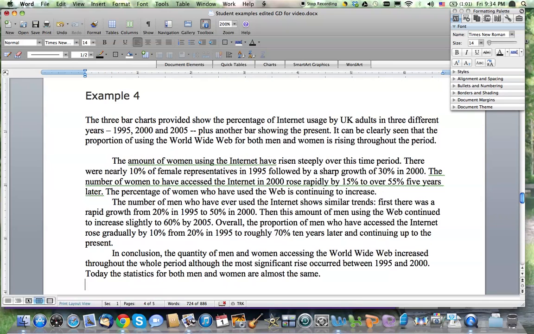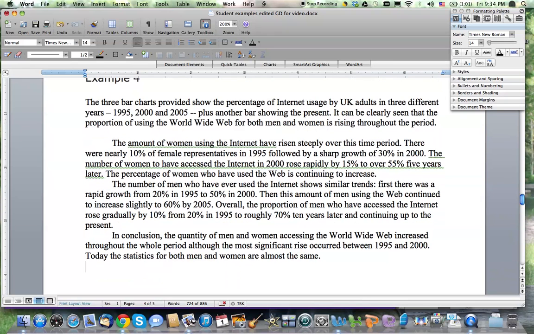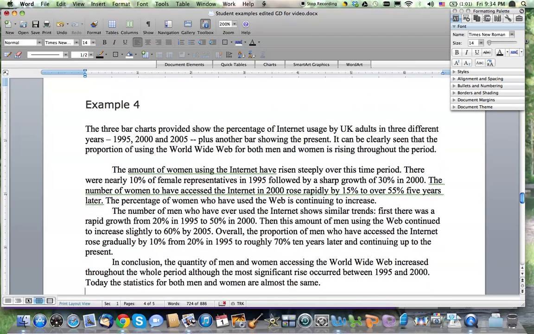Good. This was a pretty good graph description. We just had some minor changes, but it has all of the main points. It's well organized. It has clear paragraphs, clear topics in each paragraph, and overall it's quite good.